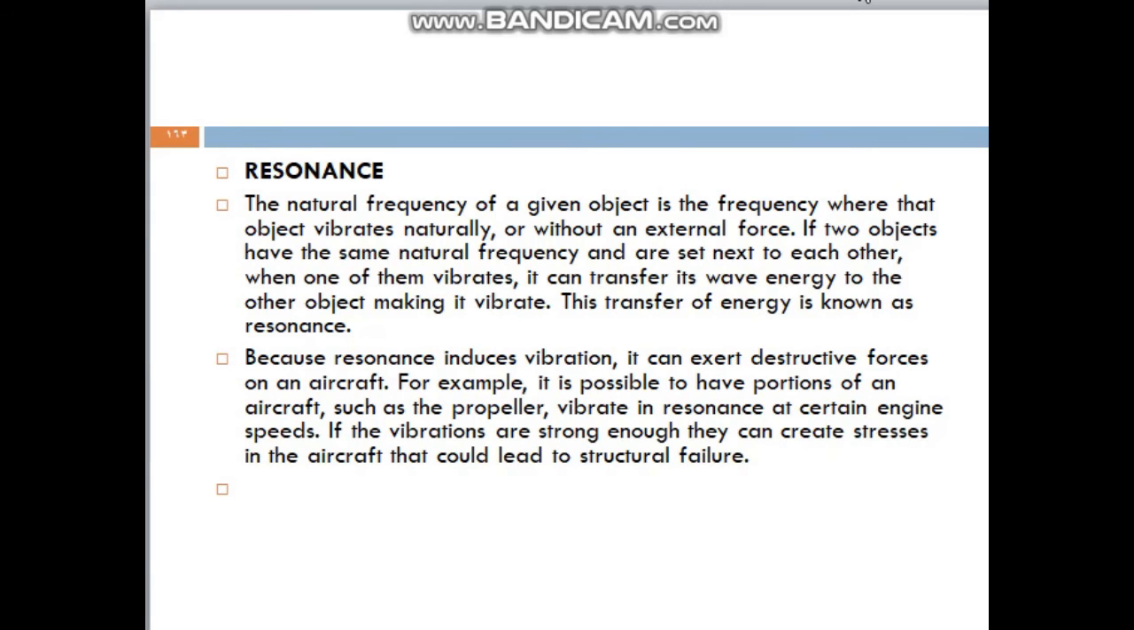Because resonance induces vibration, it can exert destructive forces on an aircraft. For example, it is possible to have portions of an aircraft, such as the propeller, vibrate in resonance at certain engine speeds. If the vibrations are strong enough, they can create stresses in the aircraft that could lead to structural failure.